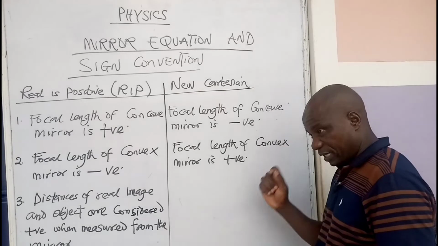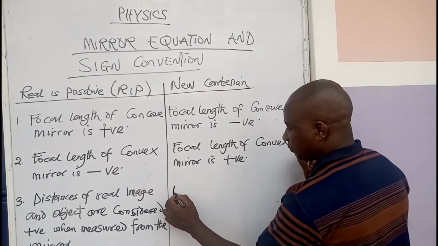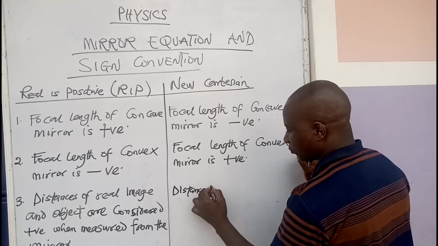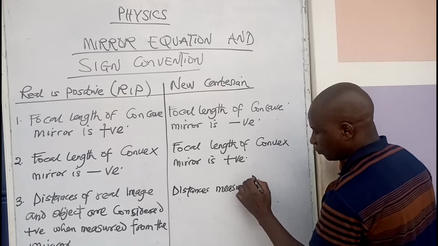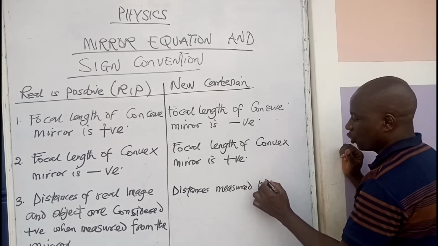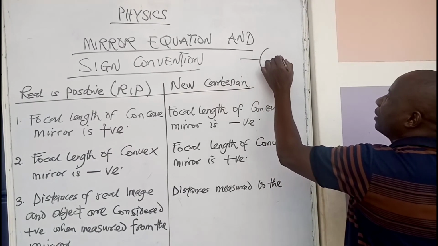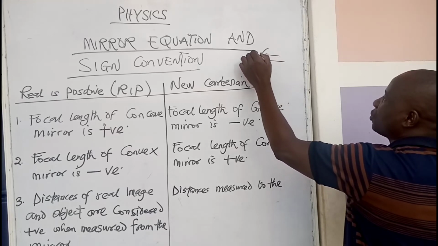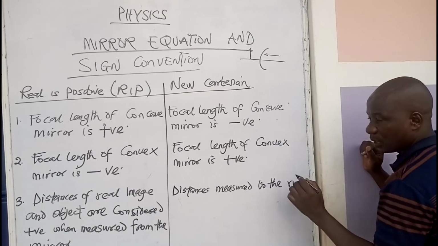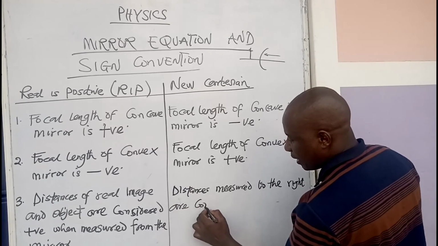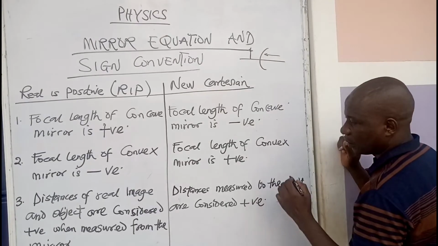I'm going to explain this with a diagram. And this one is telling us that distances measured to the right, look at it, distances measured to the right, you know I'm measuring, that is, distances measured to the right are considered positive. Is that understood?